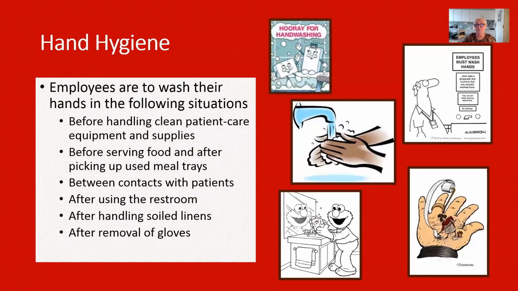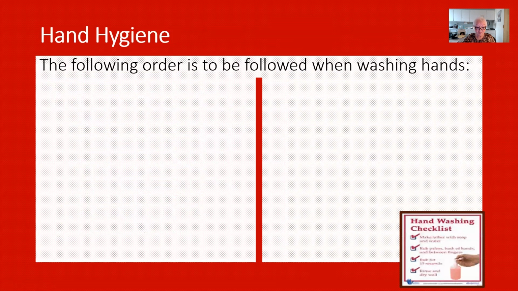It's very important when you're handling soiled linens that you wear gloves so that you don't get any of the urine or blood or whatever is on the linens on your hands. But after you remove the gloves, it's a good idea always to wash your hands because there might be a little bit left that touched your skin. So be sure and wash your hands.